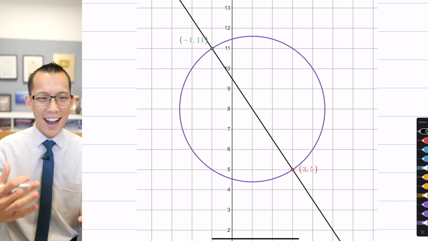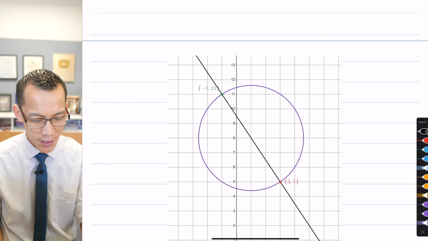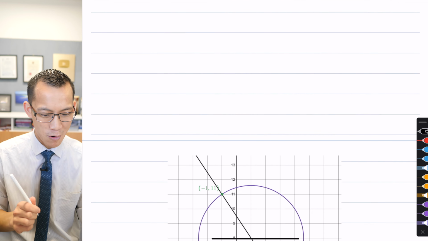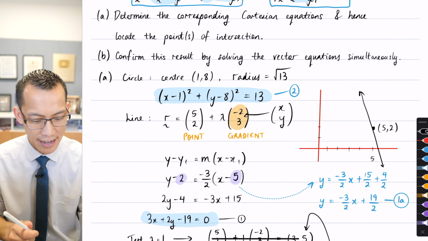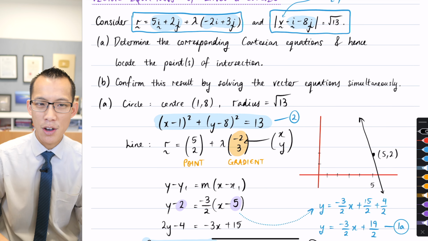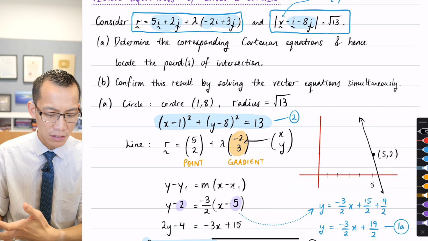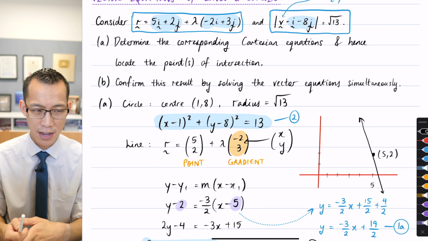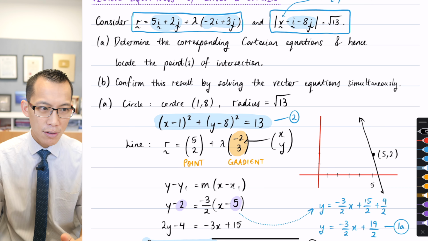Part B. Why have I asked you to do part B? Well, even though you're like, I'm done, I've just converted it on Desmos, there's a really important reason why. I hope you'll see the point in us saying, can we confirm the result again, not just by using technology, but by solving the original equations that we had, the vector equations? So let's do this all together.